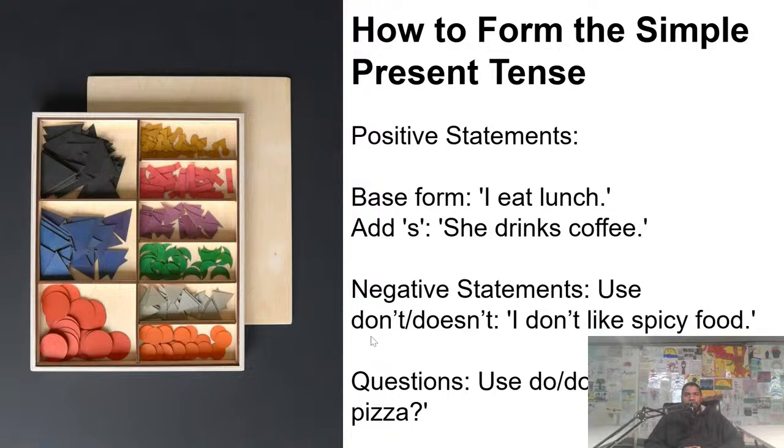And then you have our negative statements. That's when we use do not or does not, or don't and doesn't. I don't like spicy food. You don't like spicy food. We don't like spicy food. They don't like spicy food.